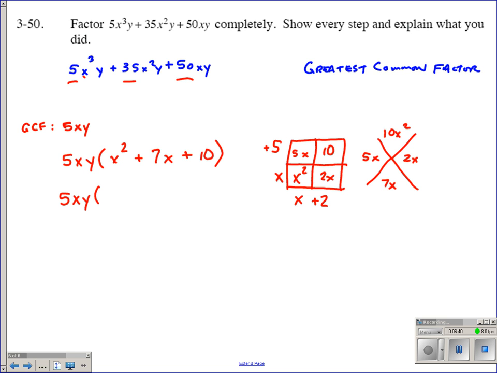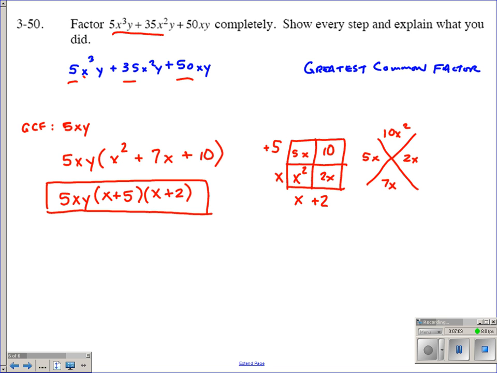So 5xy times the quantity of x plus 5 times the quantity of x plus 2. Then look at each term here. Do either of these factor anymore? In this case, they don't. So this answer right here, 5xy times the quantity of x plus 5 times the quantity of x plus 2, is going to be our answer. We have factored this first expression completely.